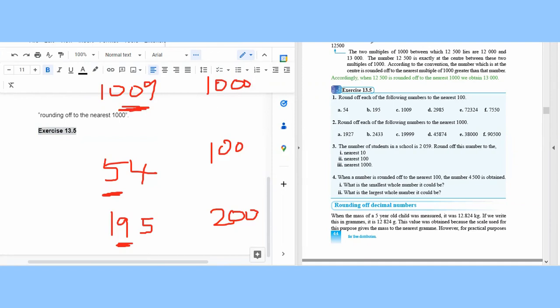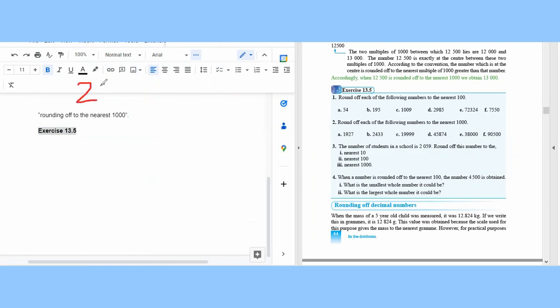Then we have 2985. You look at the tens column. It is greater than 5, so you round up. When you round up, you move to the next multiple of 100, which is 3000, because you add 1 with 9, so that will be carried to the next column, 1000, which is 3000.